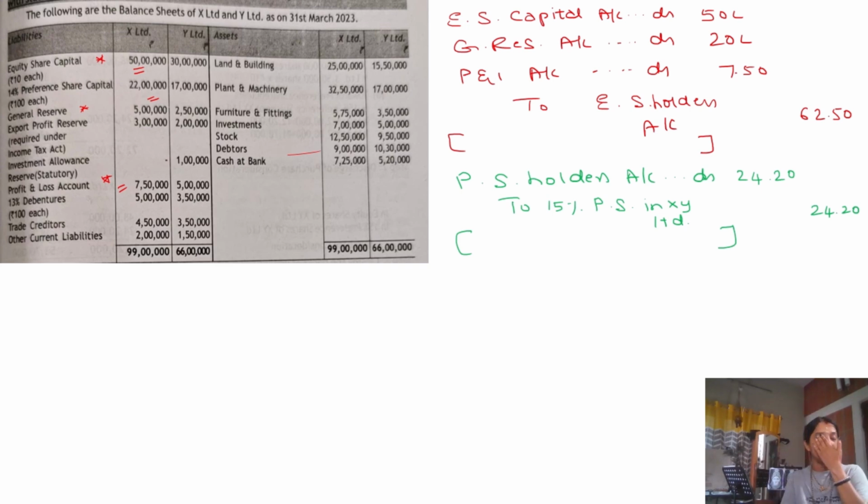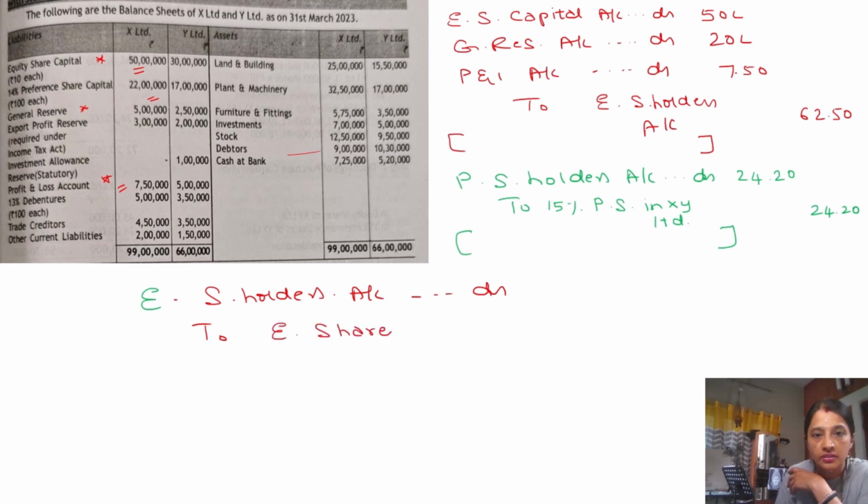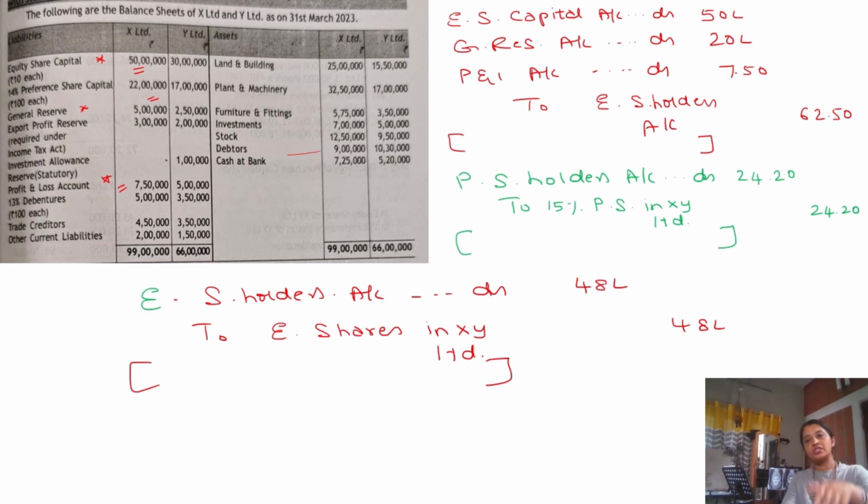The last 13th entry will be final payment made to equity shareholders. So payment made to equity shareholders entry will be equity shareholders account debit, and you are giving them equity shares in XY Limited. How much are you giving them? You are giving them 48 lakhs. So this is final payment made to equity shareholders. So if you pass all these entries, you have closed the books of X Limited.